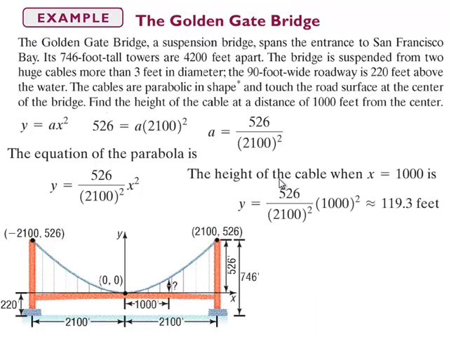So now, if we want to answer the question, if we go downrange 1,000 feet from where that cable had bottomed out, what is the height of the cable? Then all you need to do is just plug in 1,000 for x in this equation, and then solve for y. And of course, that works out to be 119.3 feet after you simplify this expression here. Okay? Any questions on that?